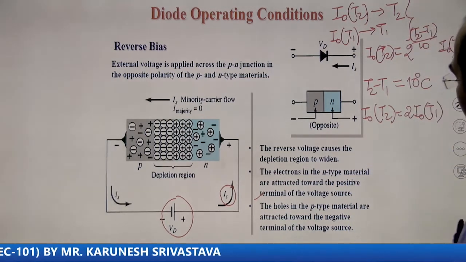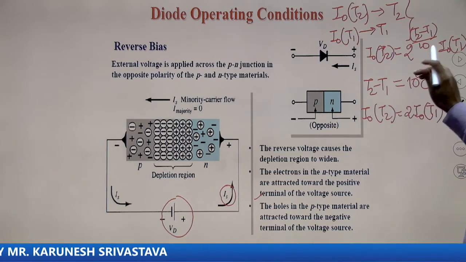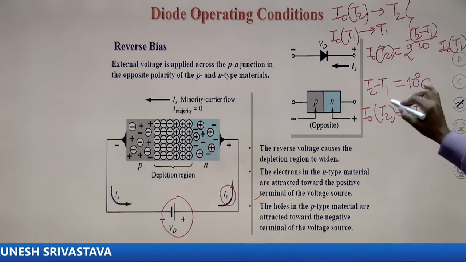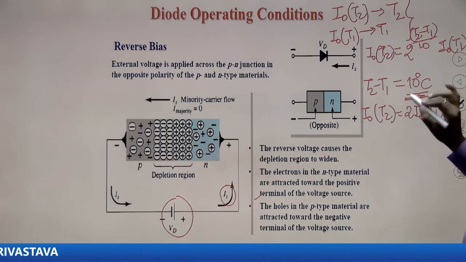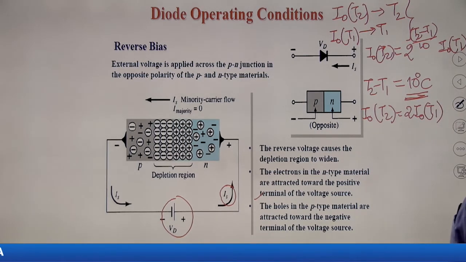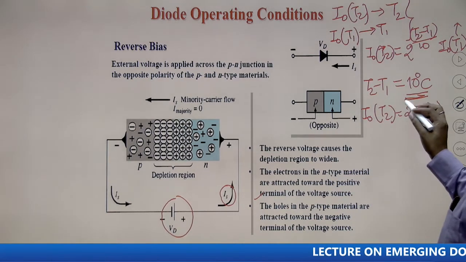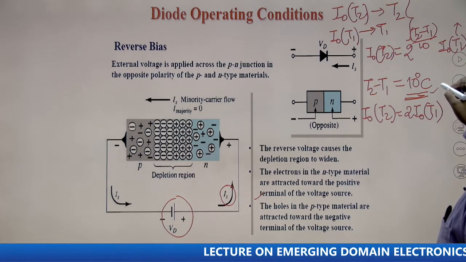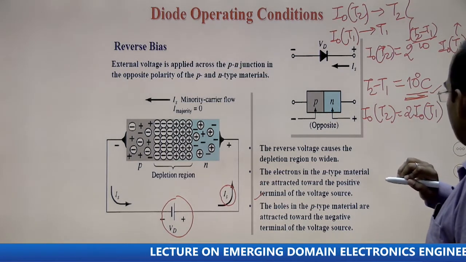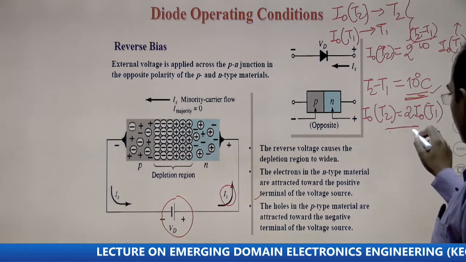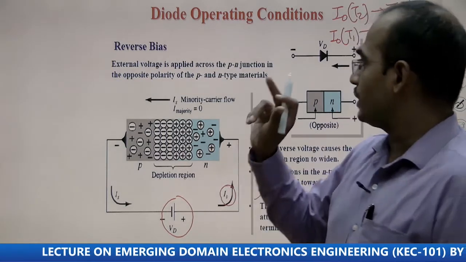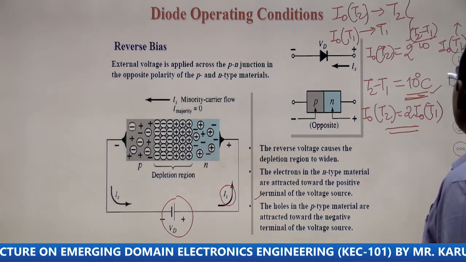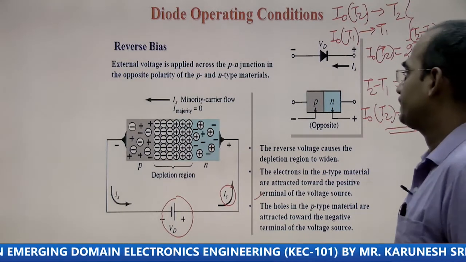So you can see from here that if the temperature difference between two temperatures is 10 degree centigrade and the current at the previous temperature T1 is I naught T1, then by increasing the temperature by 10 degree centigrade, the current will double. Or you can say the reverse saturation current doubles for every 10 degree centigrade rise in temperature.